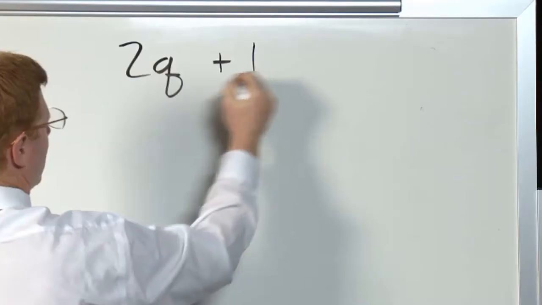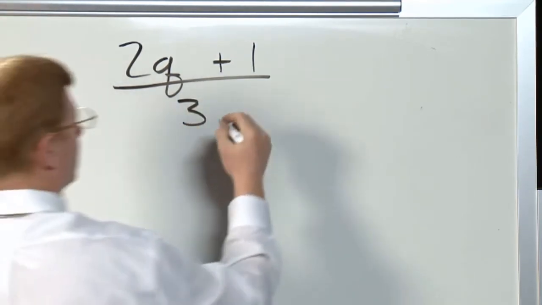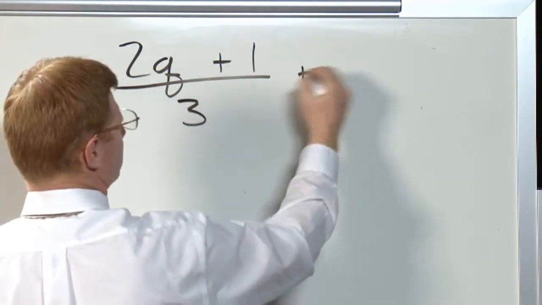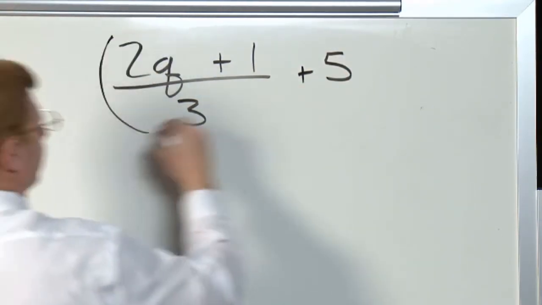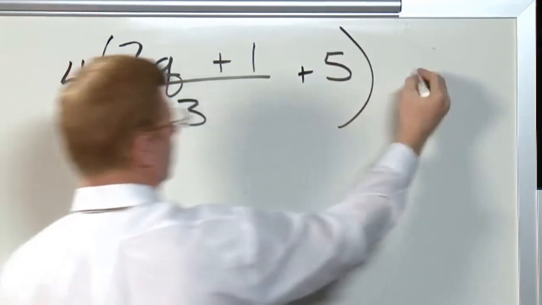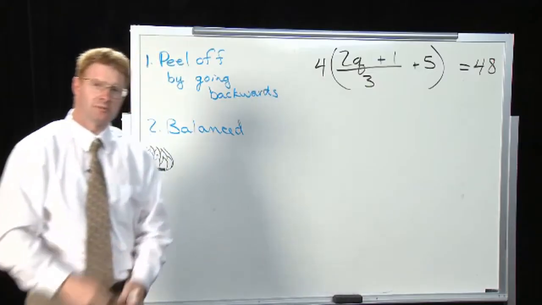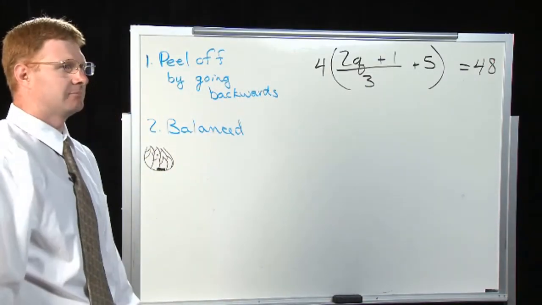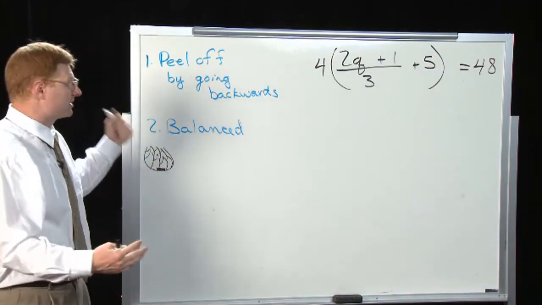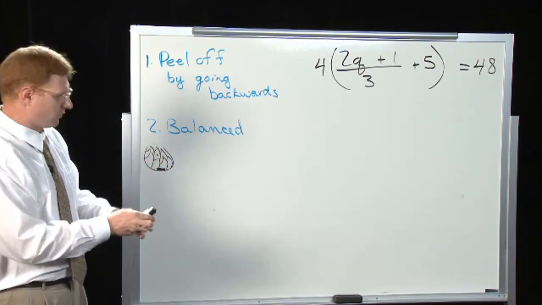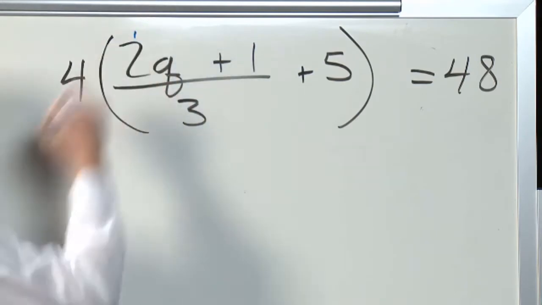2q plus 1 divided by 3 plus 5 times 4 is 48. This looks like an enormously bad, ugly problem. But it's just peeling off one at a time. If you can do it once, twice, 3 times, why not get rid of the 2, the 1, the 3, the 5, the 4? Now here we look, and the q, the first number it hits is that 2.